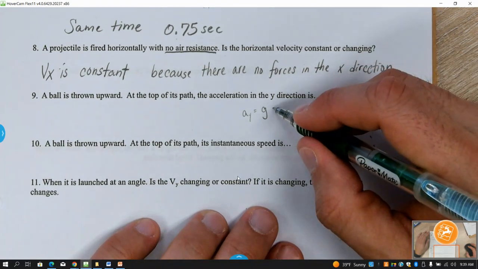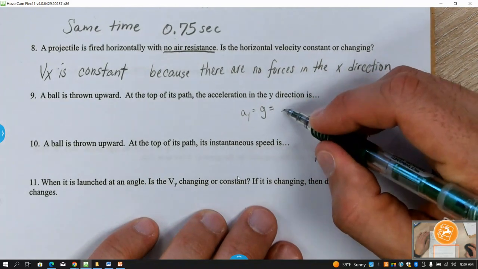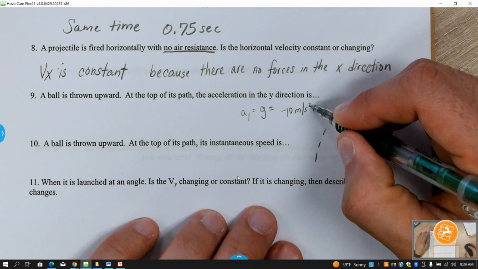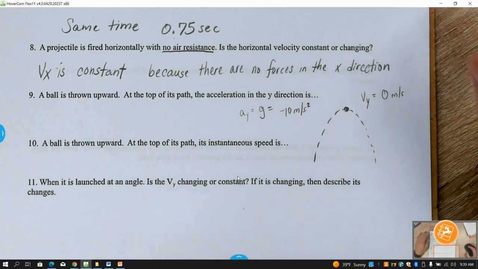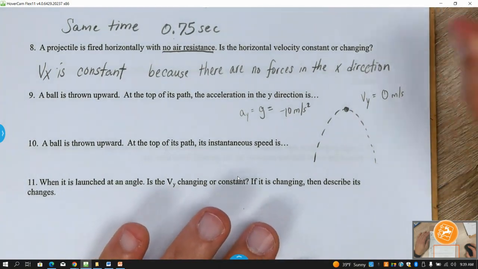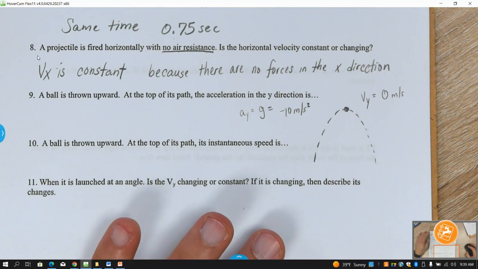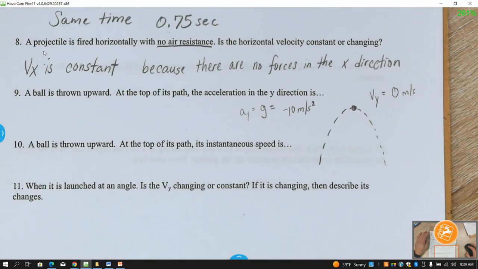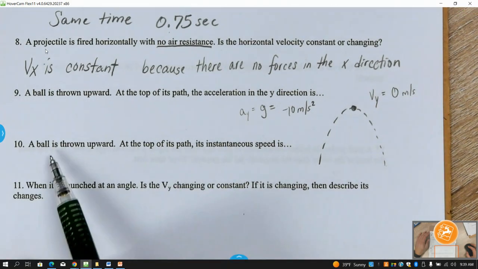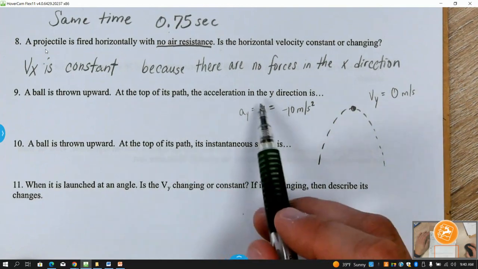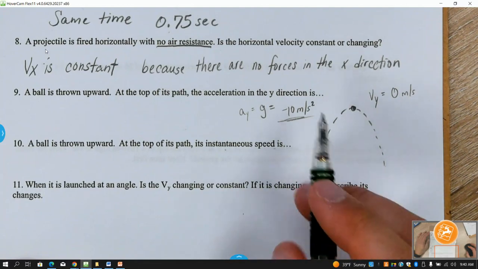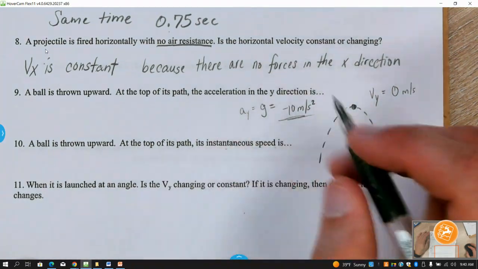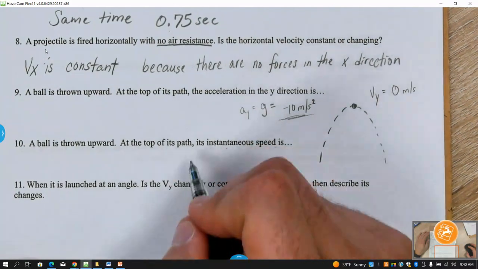All right. What value do we use for gravity? Negative 10 meters per second squared. But what is the true number? 9.8. Good. All right, we just use the 10 because sometimes it makes our calculations come out nice and neat. So, oh snap, we basically just answered this one. At the top of the path, the acceleration in the y direction is negative 10. At the top of its path, its instantaneous speed, if it's just thrown straight upward, is 0.